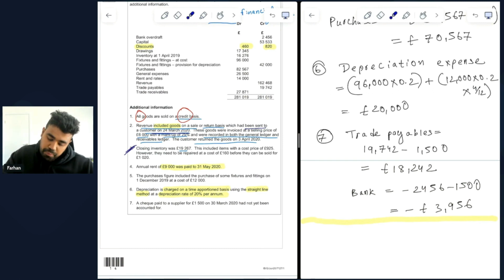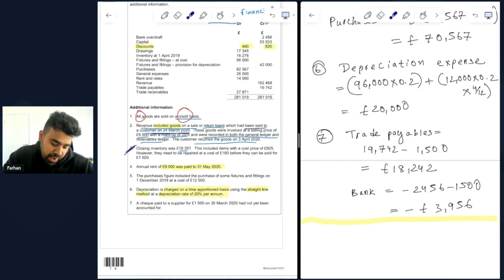The value given for trade payables is £19,742. And from there, we subtract £1,500, because if Rachel is giving a check to the trade payables, then that means Rachel's obligation goes down towards the credit suppliers of the business, which in turn reflects a reduction in the amount for trade payables that we should have in the books. So £19,742 being the balance given in the trial balance, and we subtract £1,500 because a check has been paid to them, and we get a net trade payables of £18,242.